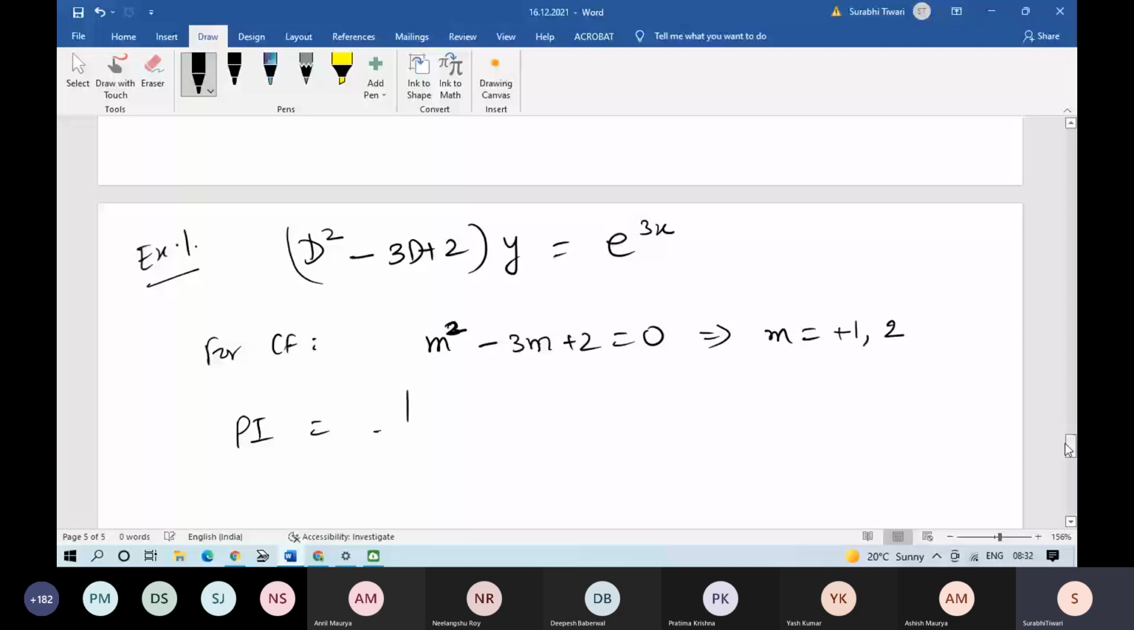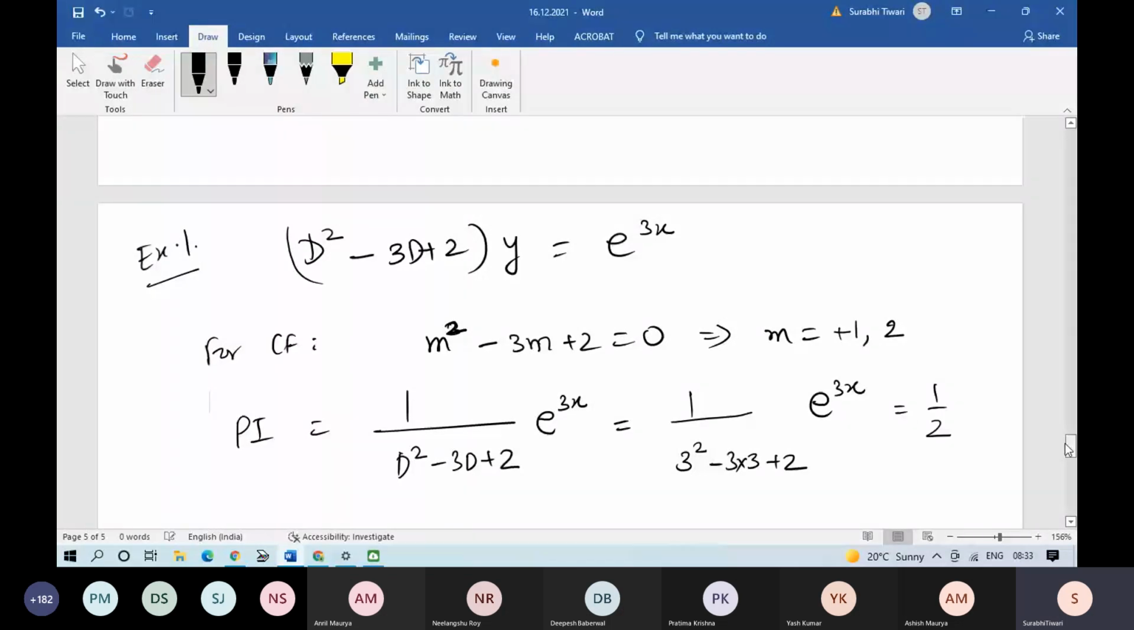This will be 1/f(D), this D square minus 3D plus 2 is f(D), and e raised to the power of 3x. Now by our formula, this will be equal to, put D is equal to a. A is 3 here. So 1/(3 square minus 3 into 3 plus 2) e raised to the power of 3x. So this will be half e raised to the power of 3x.